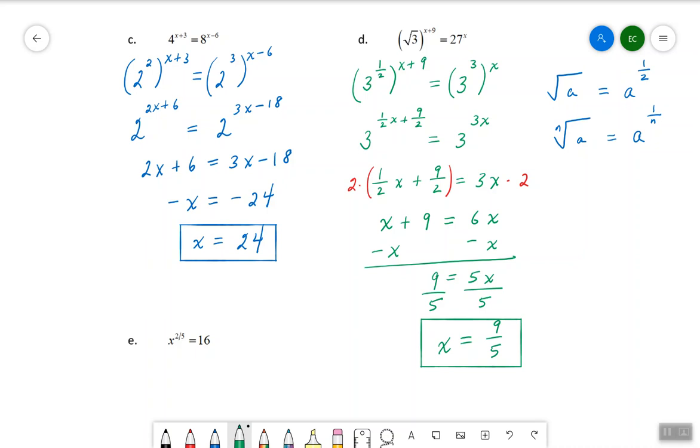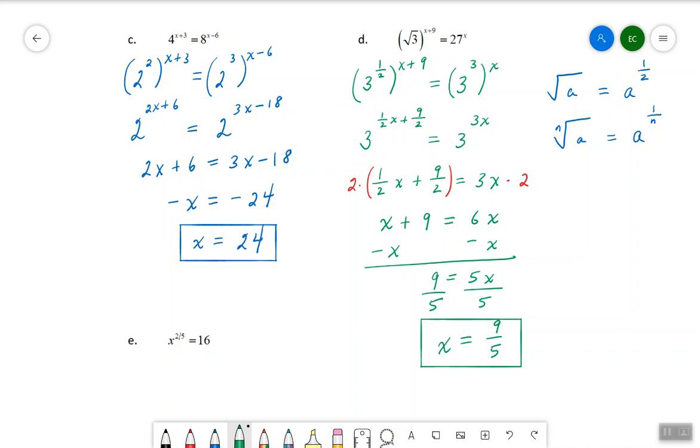Okay, so those are exponential equations. And again, the big idea is to get the bases the same and then set the exponents equal to each other. Later in the chapter, we're going to learn a different way to come back and solve these equations.